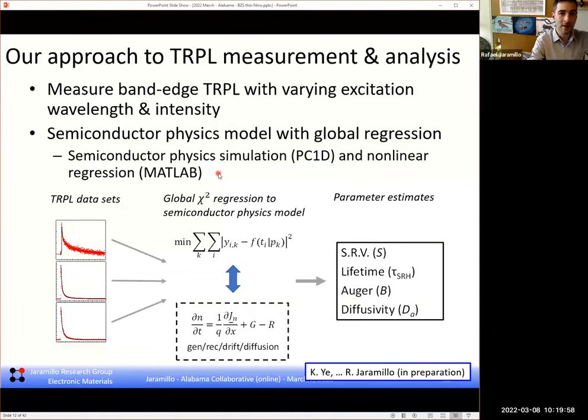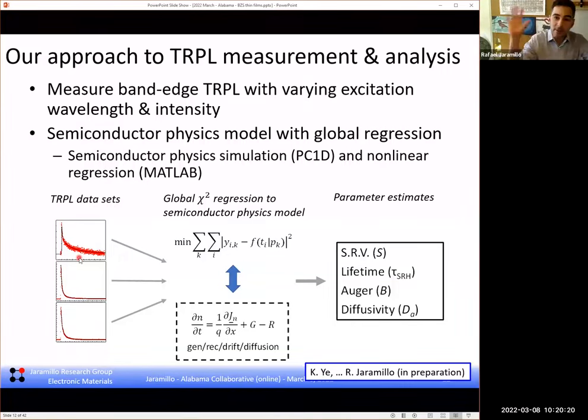So, this is one of these COVID projects. I asked my student to integrate a semiconductor physics simulation package and wrap a MATLAB script around it. Use this generation diffusion drift recombination solver as a kernel, and then write a routine to do global chi-squared minimization. So that was kind of fun.